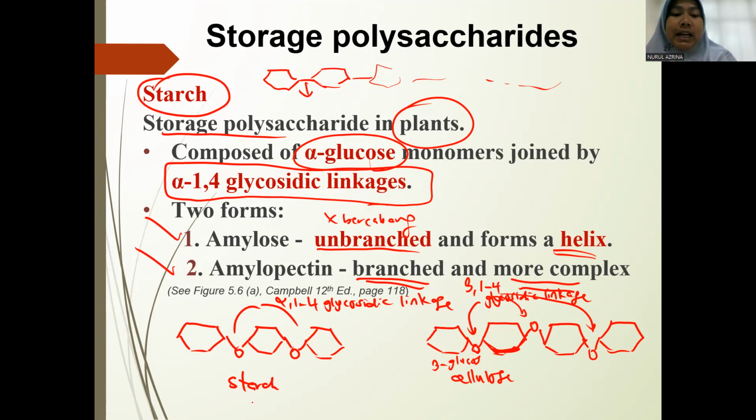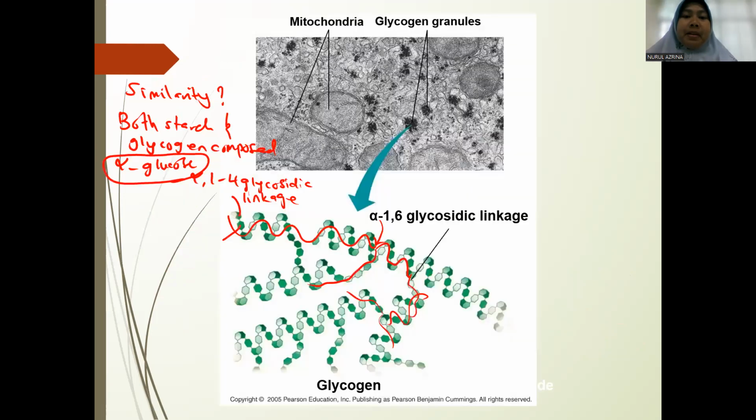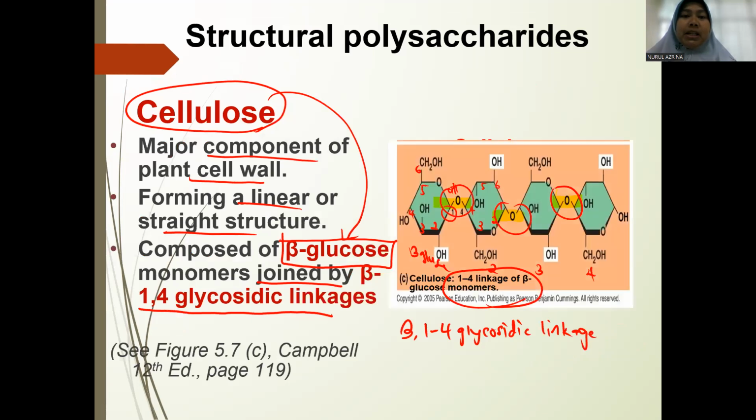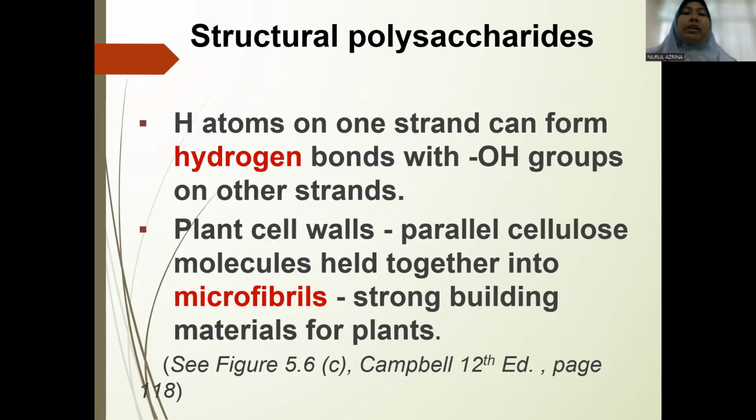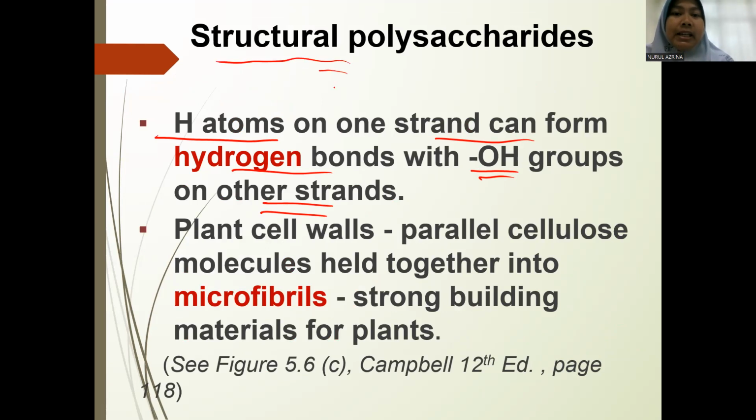So, this is starch. This is cellulose. Okay? Right. Okay. So, remember, cellulose is made of beta glucose and joined by beta 1,4 glycosidic linkage. Okay. All right. So, next, still about cellulose. Hydrogen atom on one strand can form hydrogen bond with hydroxyl group on the other strand. Cellulose bentuk dia seperti macam berbenang. Straight aja. So, ini satu rantaian, ini satu rantaian, ini satu rantaian.